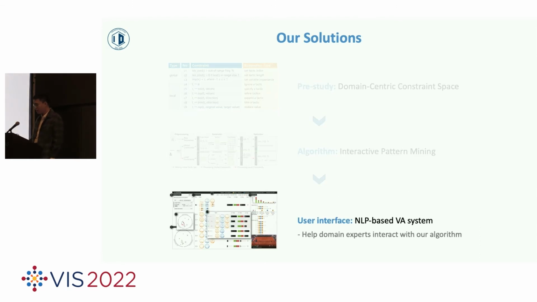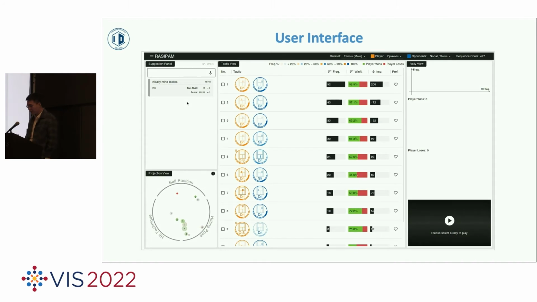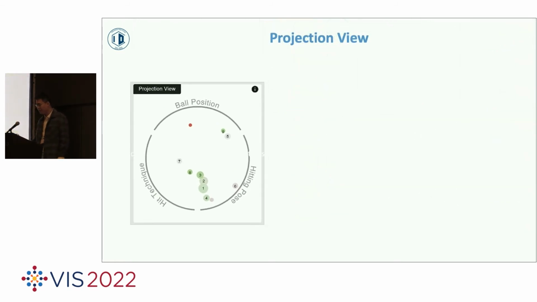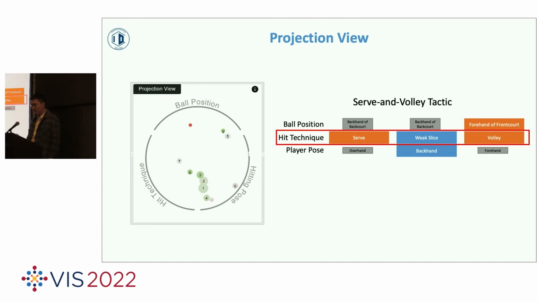And our NLP-based visual analytics system provides an interface to help domain experts interact with our algorithm. I will describe the core design and key functions of our system through a use case of tennis tactics analysis. Experts usually start an analysis from the projection view that provides an overview of all tactics by a semantic-based scatter plot. We split the view into several sections to encode the most relevant hit features of a tactic. For example, the serve and volley tactic is most relevant to hit technique. Thus, it is projected to the corresponding section.